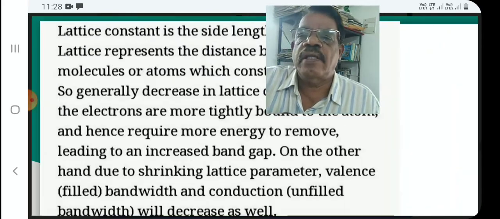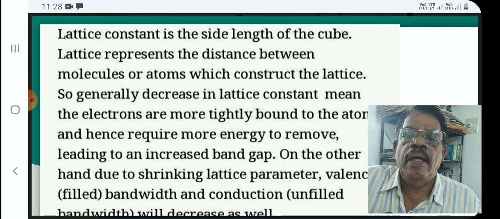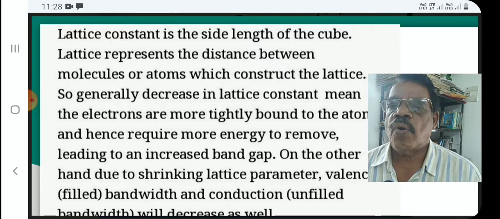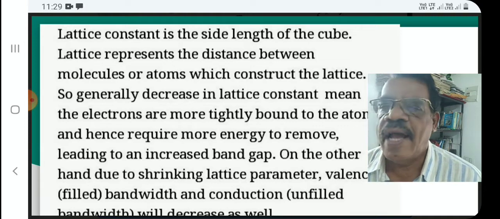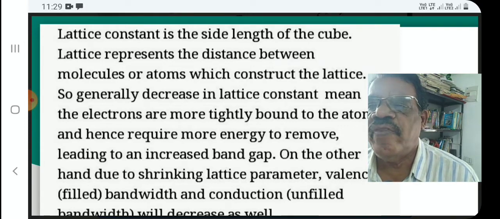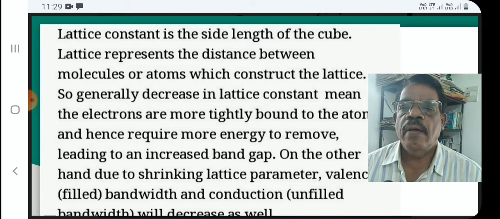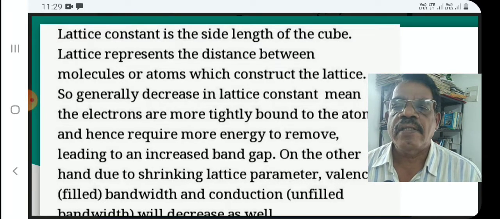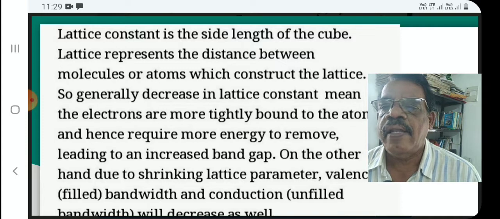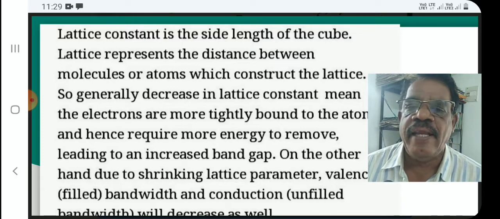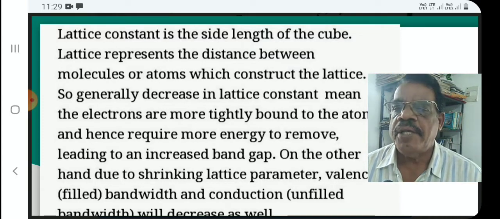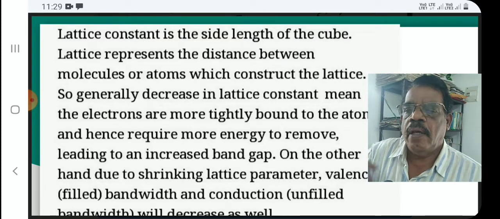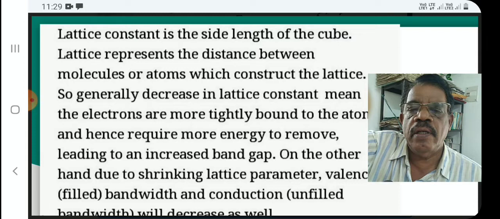Lattice constant is the side length of the cube, the crystalline cube. Lattice constant represents the distance between molecules or atoms which construct the lattice. So generally, a decrease in lattice constant means the electrons are more tightly bound to the atom and hence require more energy to remove, leading to increased band gap.